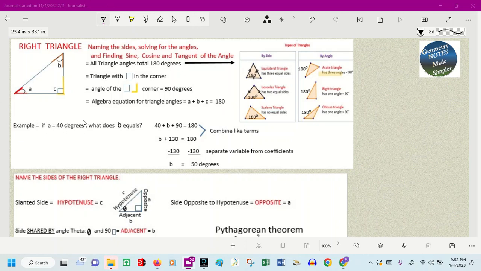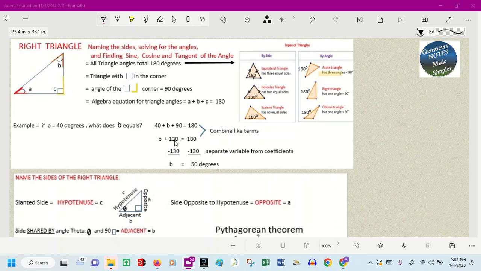If A equals 40 degrees, what does B equal? Very simple, plug in what you do have. 40 for A plus B and 90 for C, and that equals 180. Combine like terms, which is the constants. 90 and 40 is 130. So bring down the B plus 130 equals 180.